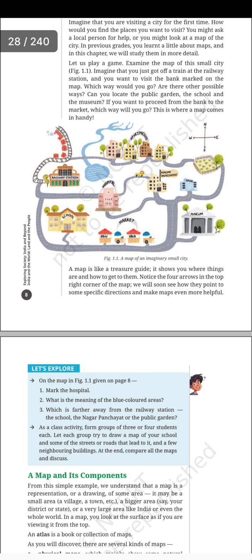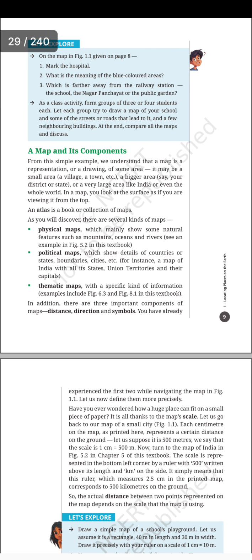A map and its components. From this simple example, we understand that a map is a representation or a drawing of some area. It may be a small area, a bigger area, or a very large area like India, or even the whole world. In a map, you look at the surface as if you are viewing it from the top. An atlas is a book or collection of maps.